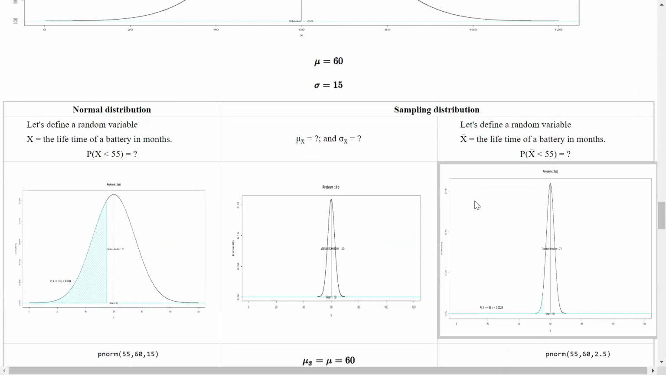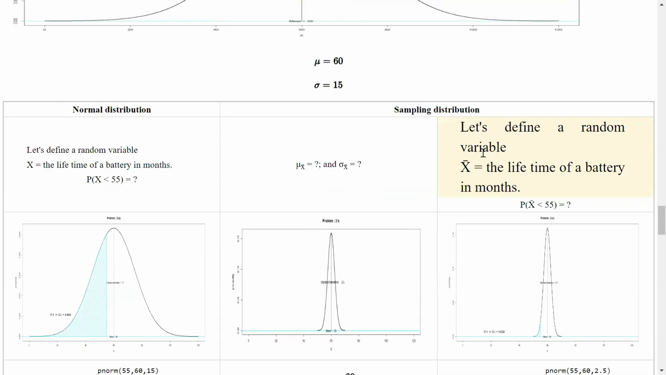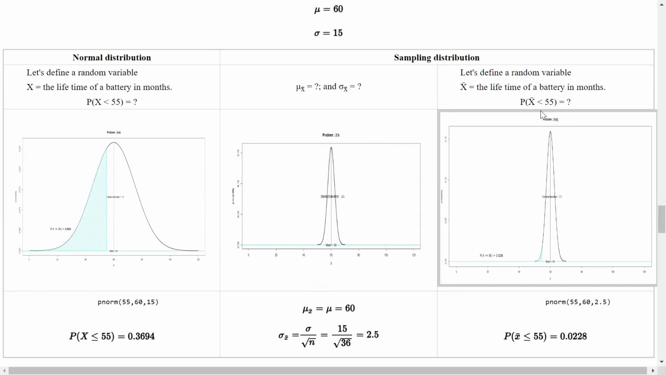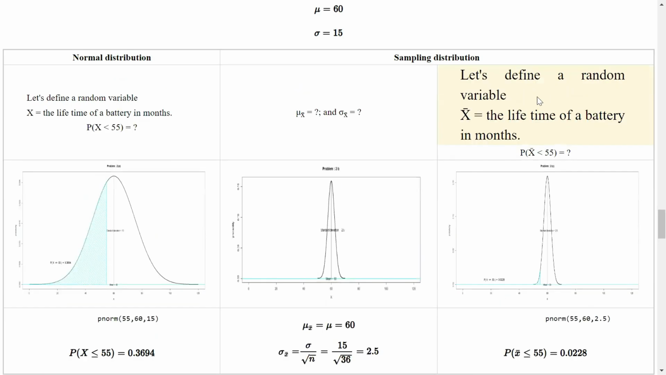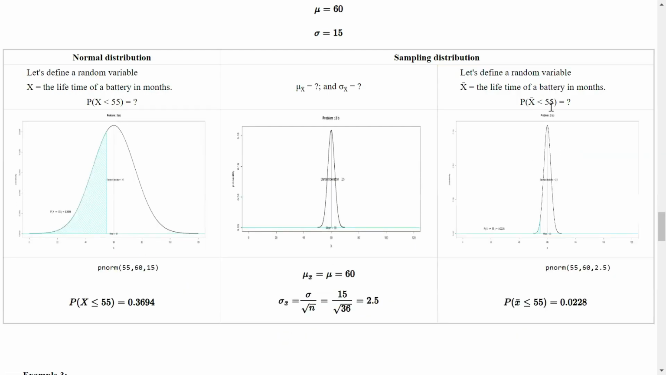Let's define x bar as the random variable that counts the mean lifetime of the battery in months. We are interested in finding the probability that the mean lifetime of a randomly selected battery in this sampling distribution is less than 55 months. We shall find the probability given by this expression. That is the probability of x bar less than 55.